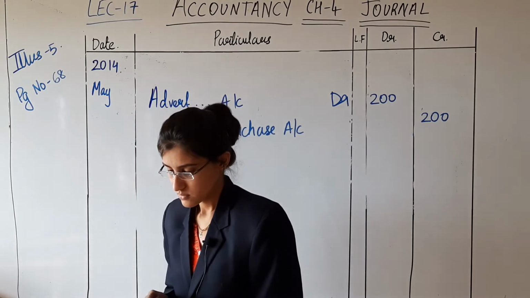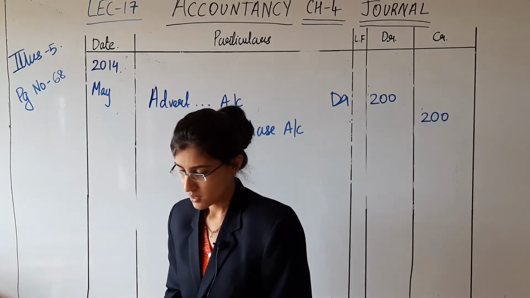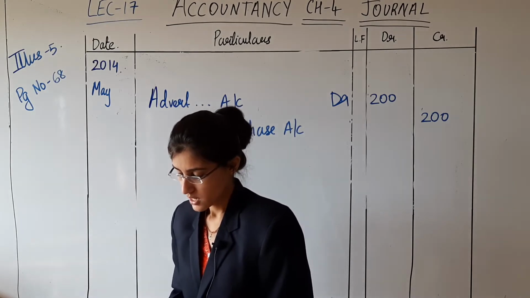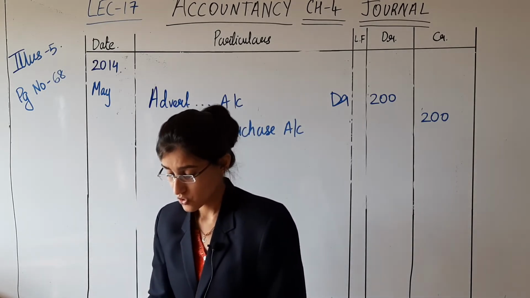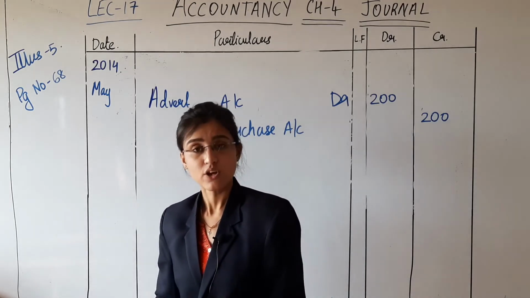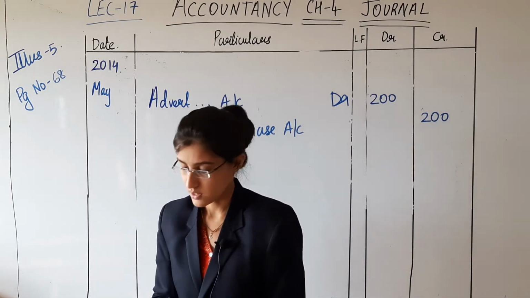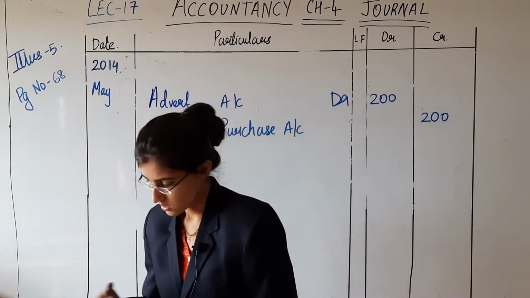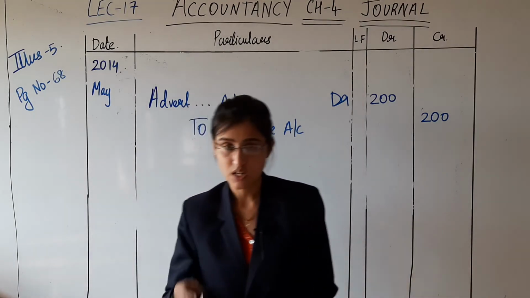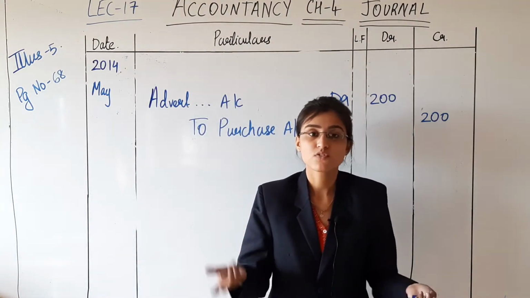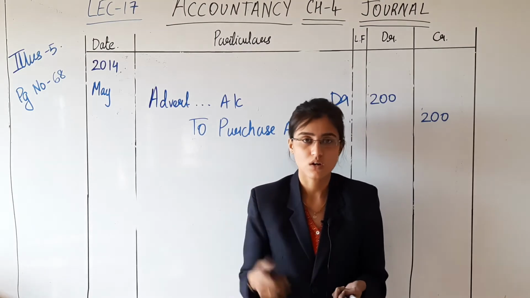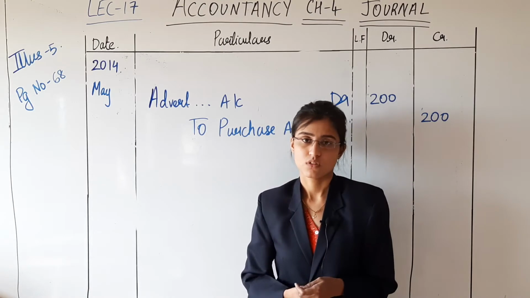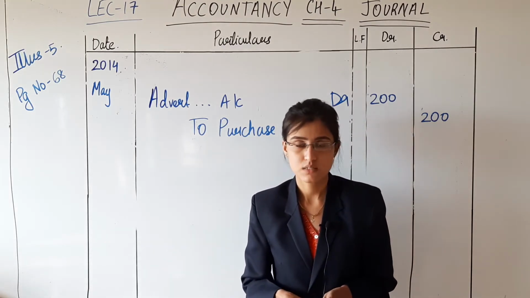Then, 25th of May, goods received on 22nd sold and realized rupees 300. So the goods that you have received as a sample, you have sold for rupees 300. Yes. So what is the journal entry for this? Cash, and you have sold goods, so to sales account. Simple. Cash account debit 300, to sales account 300.